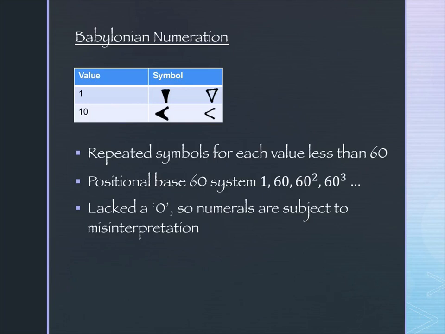There's also an inherent really big problem with their system. As much as you didn't maybe like writing the 0 for our friends the Chinese, you're really going to wish that the Babylonians had figured out the 0, because it causes some major problems. They don't have one. So it means that their numerals are subject to misinterpretation. And I'll show you an example. This is a big flaw.